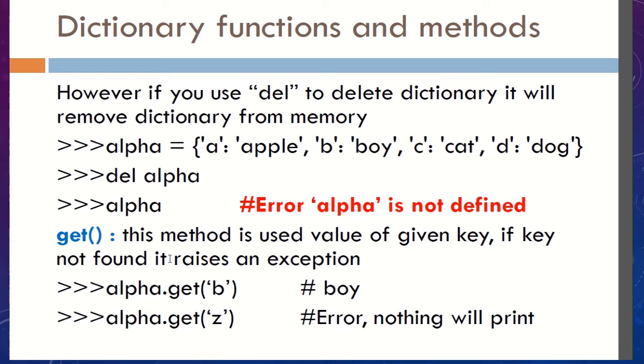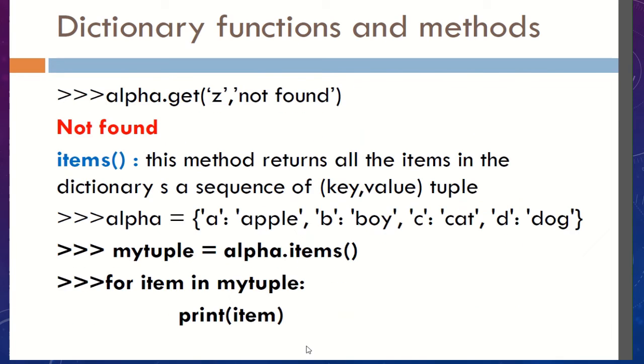The get method is used to get the value of a given key. If the key is not found, it raises an exception, like alpha.get('b'). So it will return what? Boy. And alpha.get('z'): so an error, nothing will print, or not found will be printed.